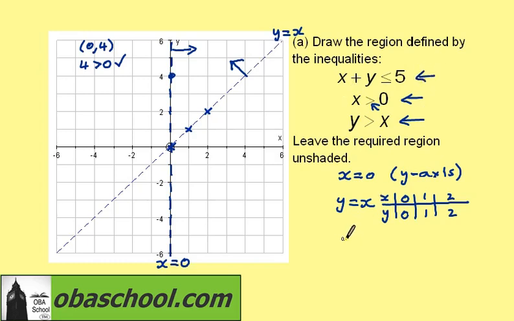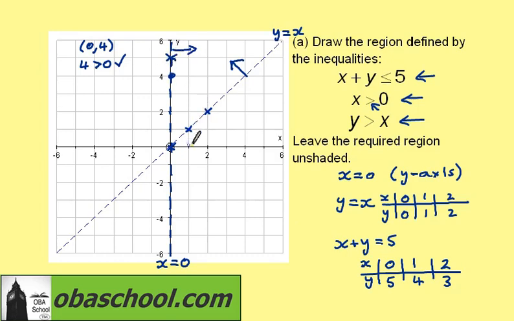Now consider x plus y is less than or equal to 5. We need to draw x plus y equals 5. A table of values will help. If x is 0, y must be 5. If x is 1, y must be 4. And if x is 2, then y must be 3.